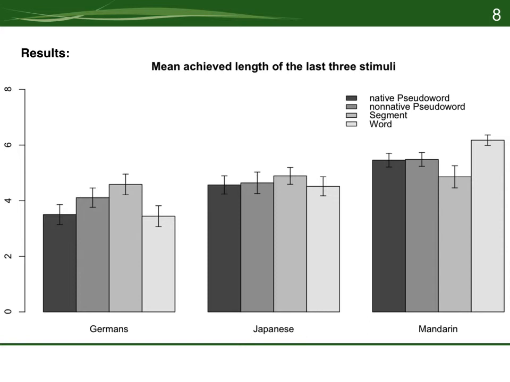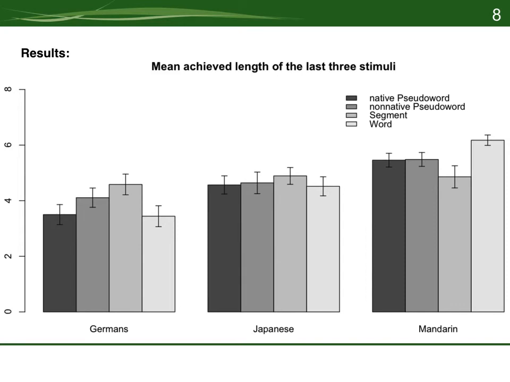The between condition analysis showed that in the segmental condition, all language groups did not differ from each other. This condition therefore perfectly served as a control. In the word condition, Mandarin listeners outperformed Japanese, followed by Germans. Also, in the native pseudo-word condition, Mandarin and Japanese did not differ from each other. Further, Mandarin listeners showed larger memory capacity than Germans. Japanese performance was slightly better than that of German listeners.